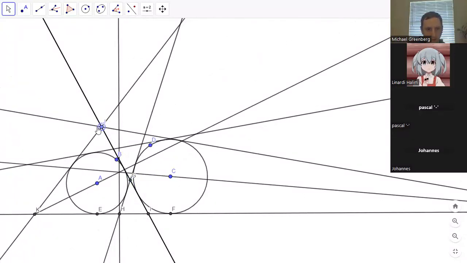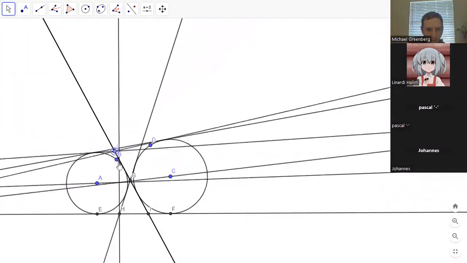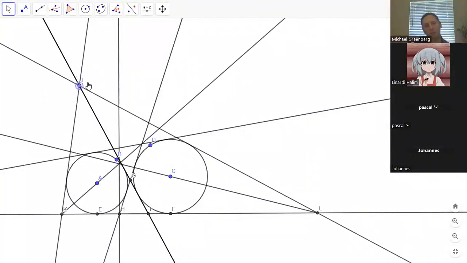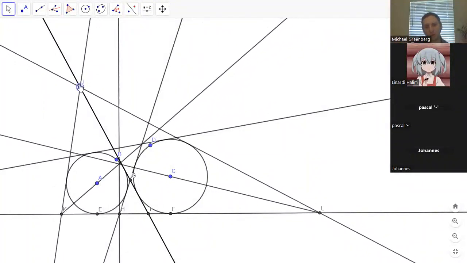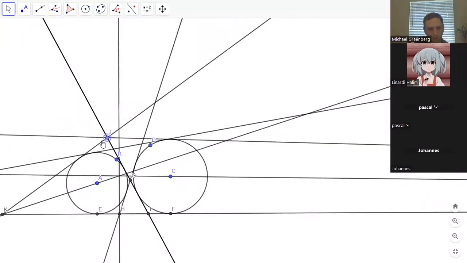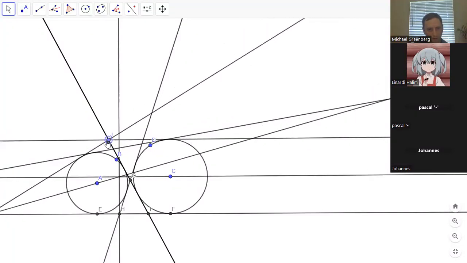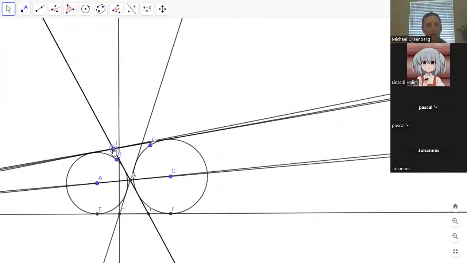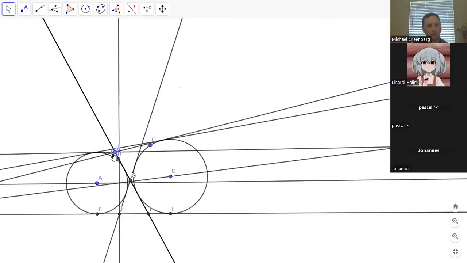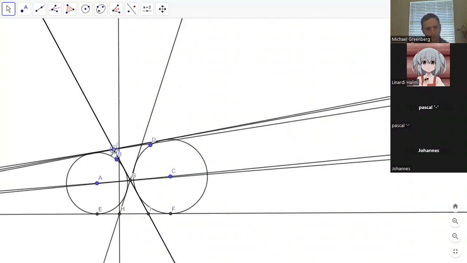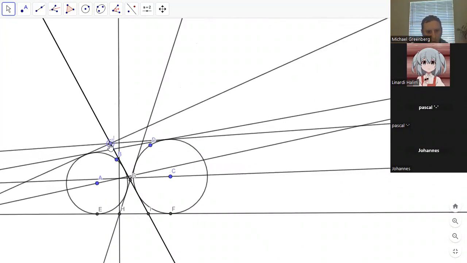So basically, we move J such that G is the midpoint of JI. So if we move J so that G is the midpoint of JI, so that J is on this common tangent, the upper one, then the two lines that we want to show intersect on this perpendicular are just the same one.